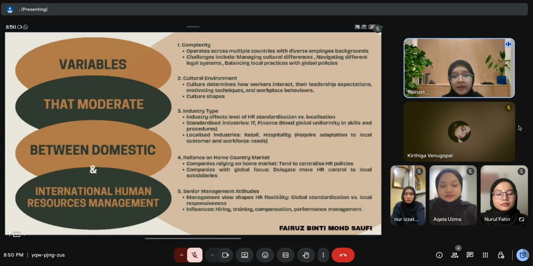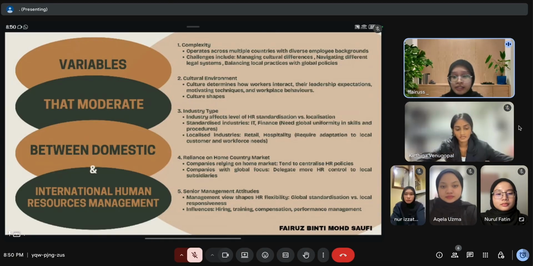So to summarize, managing international human resources requires attention to culture, industry type, company strategy, and leadership style. These factors determine whether HR practices should be standardized globally or adapted locally, and they affect employee satisfaction and overall organization success. So that's all from me.